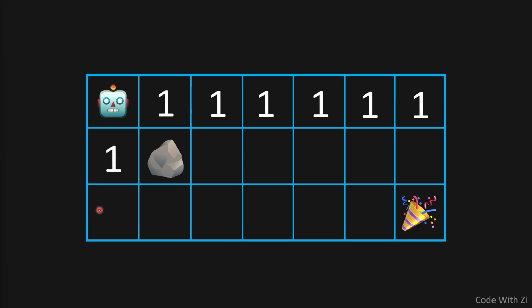What about this one? Well, same thing. We can only go from this cell to this cell and then to this cell. So we have 1 unique path to reach this cell, like so.